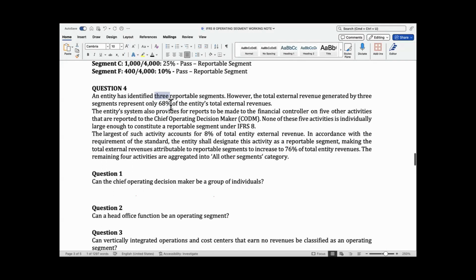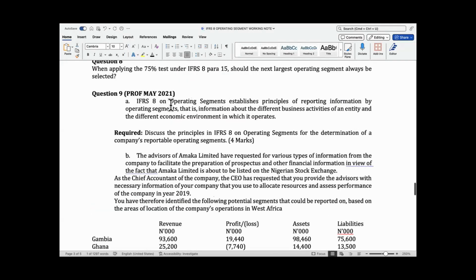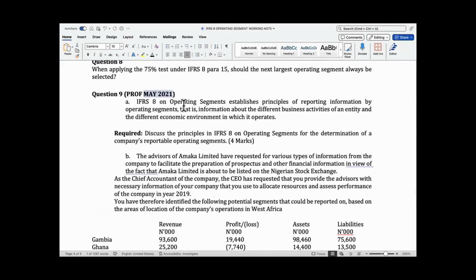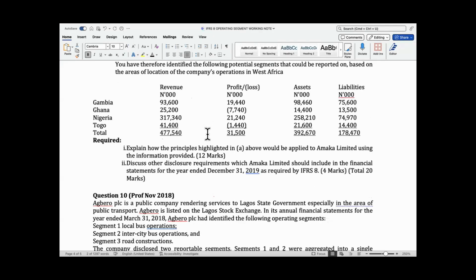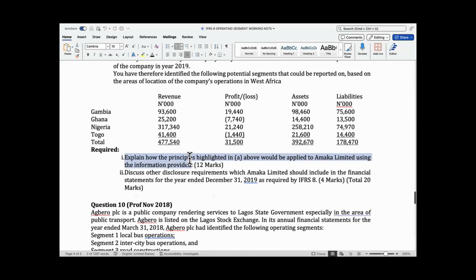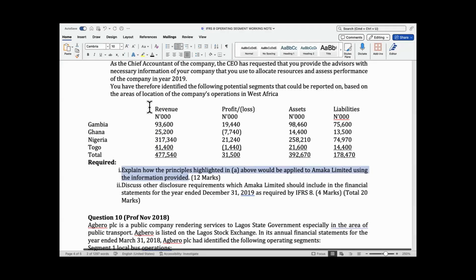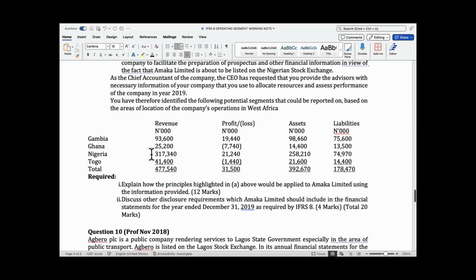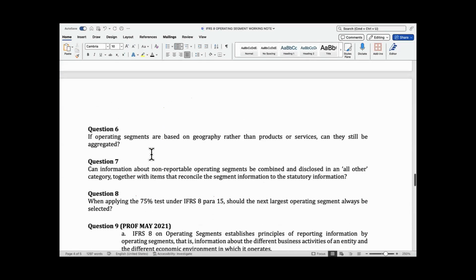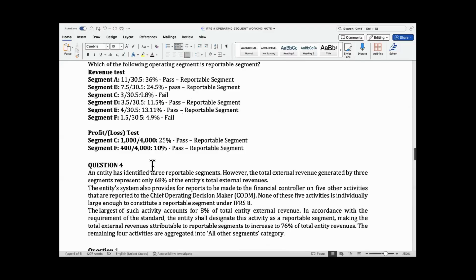There's a past question we'll solve. There's this question that they asked in May 2021 that they asked us to calculate all of this. So we will use that to explain what you're asking, but we'll get there.